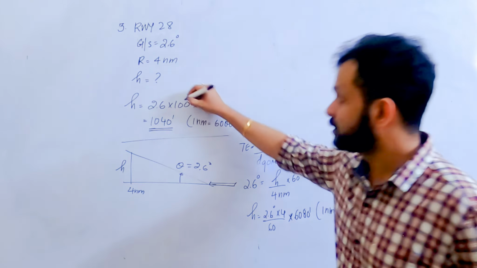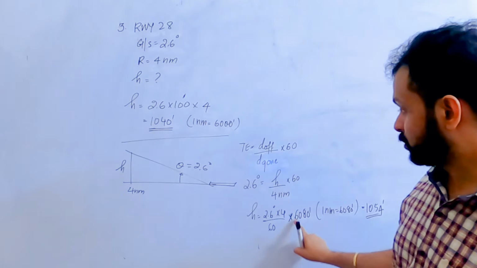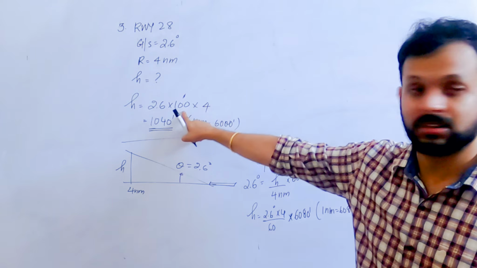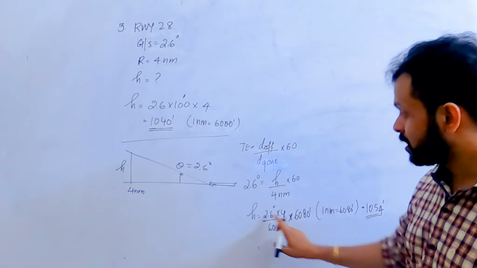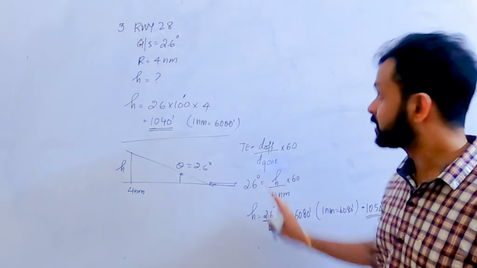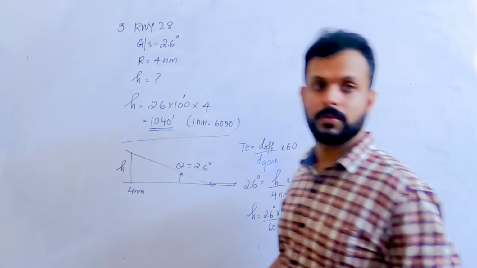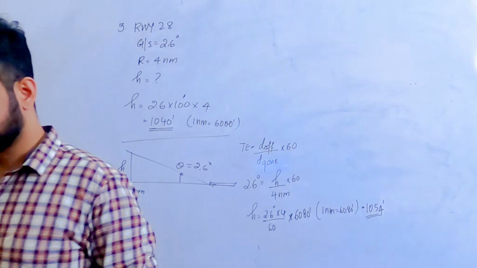I hope you understood how this 100 came up, because you're doing the approximation of 6000 by 60, and that is 100. So you can see this amounts to 100, and what you have is 2.6 and the rest is 4. 6 and 4. That's all. Easy.